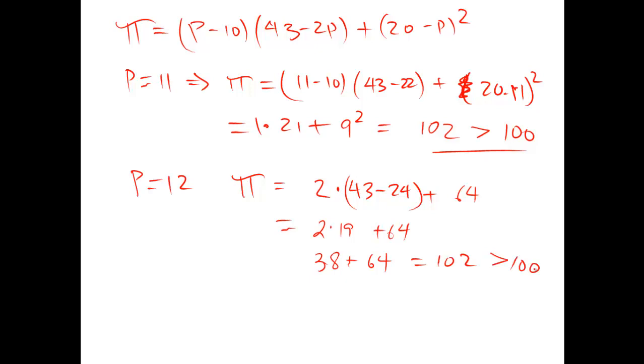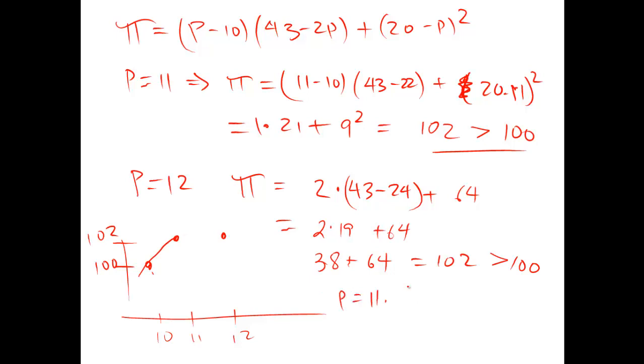We might get curious about other prices. We might think, this thing's rising. When the price is equal to 10, profit's equal to 100. The price was equal to 11, we got up to a profit of 102. The price was equal to 12, we were also at a profit of 102. Gee, I wonder if it goes even higher somewhere in between. So, we could try price equal to 11.5 just as an experiment.